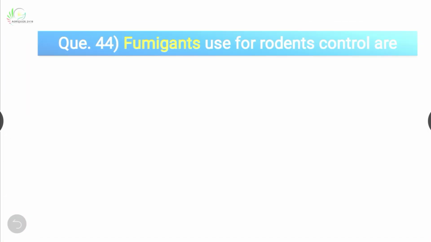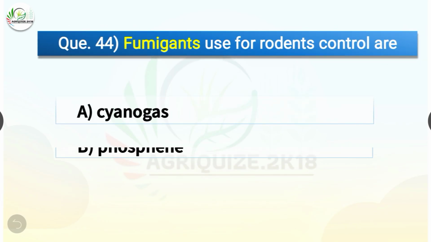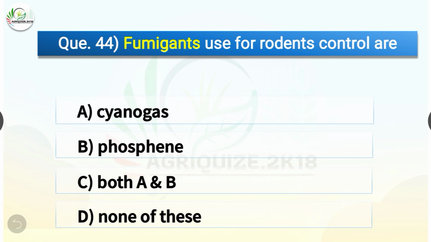Question number 44. Fumigants used for rodents control are. The options are cyanogas, phosphine, both A and B, or none of these. The correct answer is option C, both A and B, which is cyanogas and phosphine. So fumigants used for rodents control are cyanogas and phosphine.